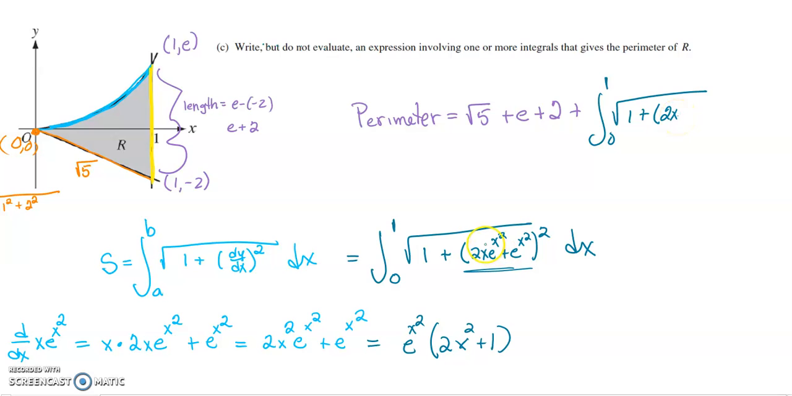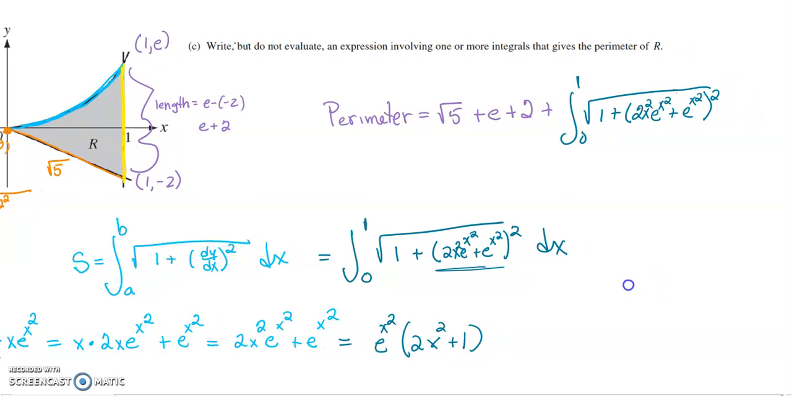I think I transferred this wrong here. I need to square that. Double check your work if you have time, because if you transfer something wrong like I just did, you're going to lose some points and it's not worth it.